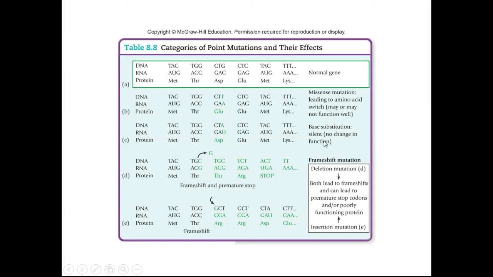We could have a base substitution that's silent, so there'll be no change in function. So instead of having a CTG, we could have a CTA. Both CTG and CTA will code for codons in the messenger RNA that both code for the same amino acid. So we had aspartate in the original, but then we mutated and introduced an adenine, but we still have an aspartate in the protein. So there's no change to the amino acid. It was a silent mutation.